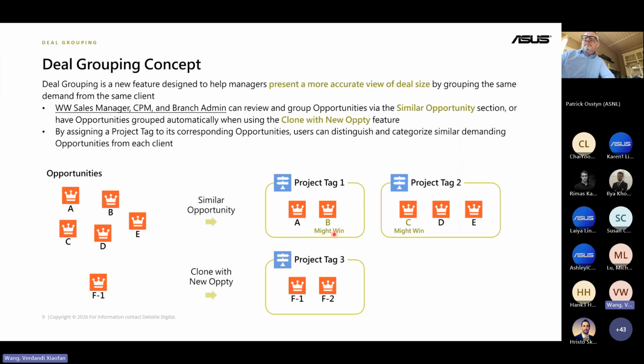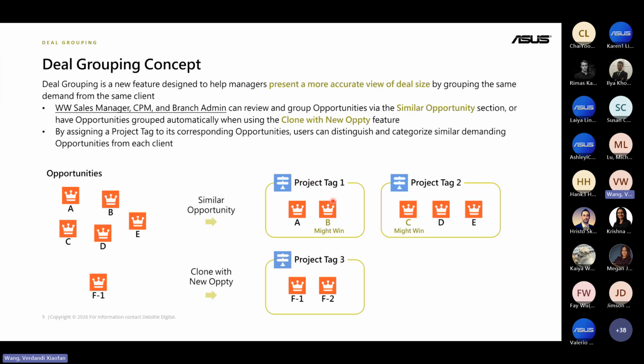Then filter these opportunities in your report. For example, opportunity A and B record the same demand, and they are assigned project tag 1. Opportunities C, D, and E are the same demand. They are assigned project tag 2. And opportunity B and opportunity C are the most likely to win. So the estimated demand quantity should be the sum of opportunity B and C. In this way, a more accurate quantity can be presented in the manager's report.